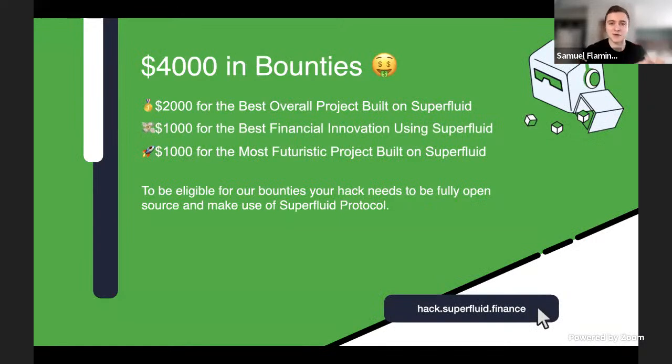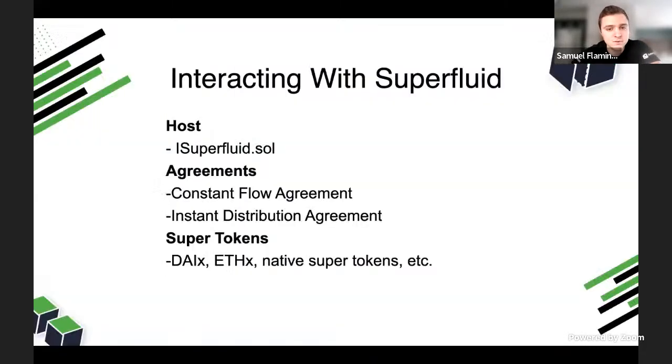So on this hackathon, we have $4,000 in bounties: $2,000 for the best overall project built on Superfluid, $1,000 for the best financial innovation using Superfluid, and $1,000 for the most futuristic project, which when we put that prize out, we usually get something very interesting. So I'm excited to see what's submitted for that one. And just to be eligible, you have to use Superfluid in some way. You have to either create a super app or just use our SDK and interact with our code base in some fashion.